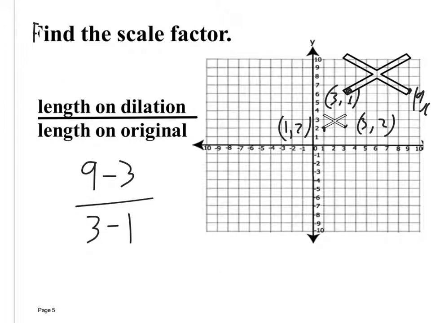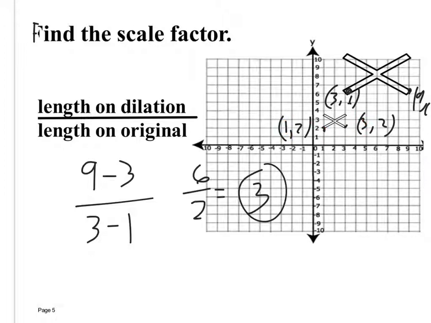What is 9 minus 3? And what is 3 minus 1? 2, which reduces to 3. So there's my answer. My answer is 3. All we do is find out how far apart they are, so I just subtract the x-coordinates. We don't do the y because we're not finding height. We're finding length. So I do 9 minus 3 and I do 3 minus 1.